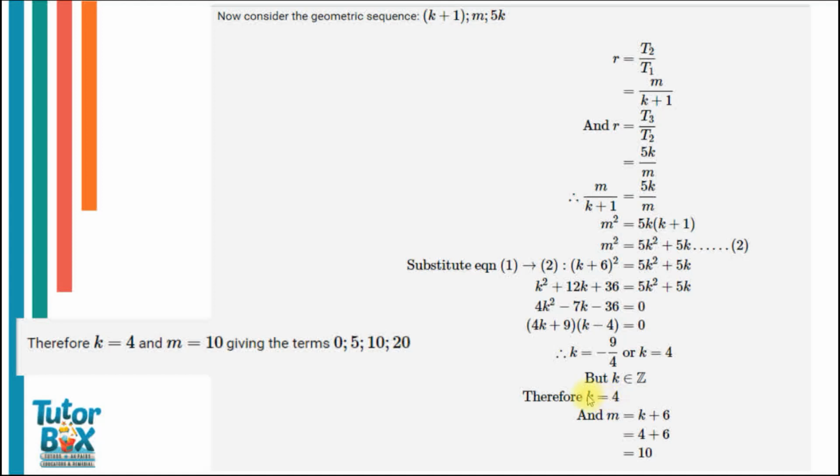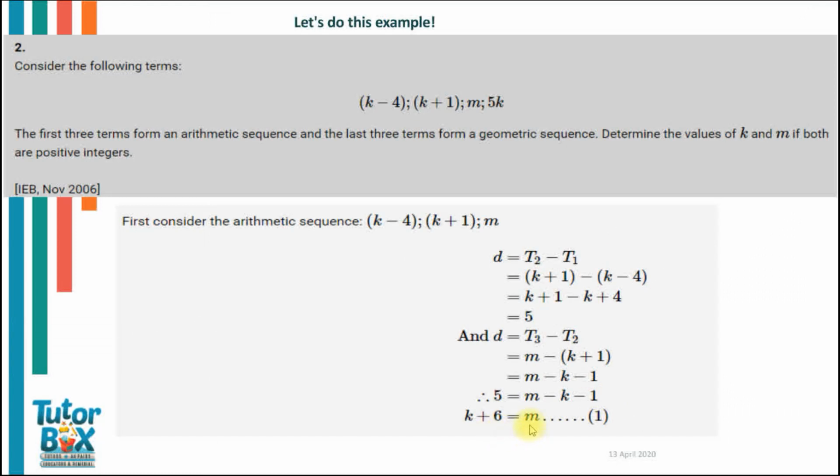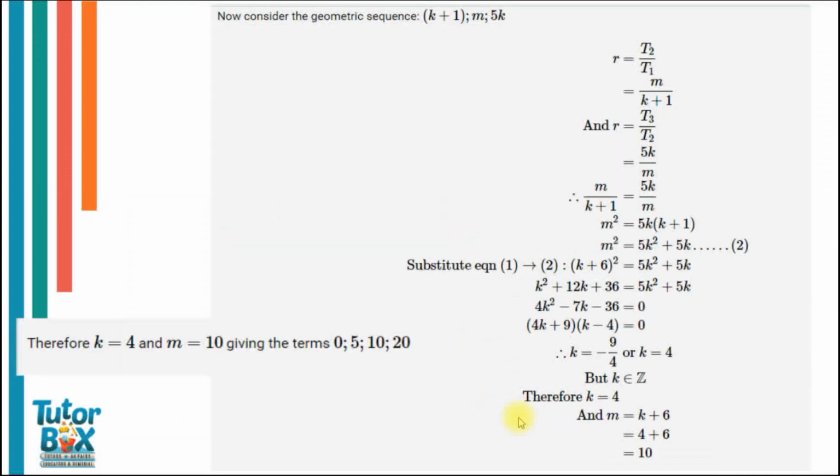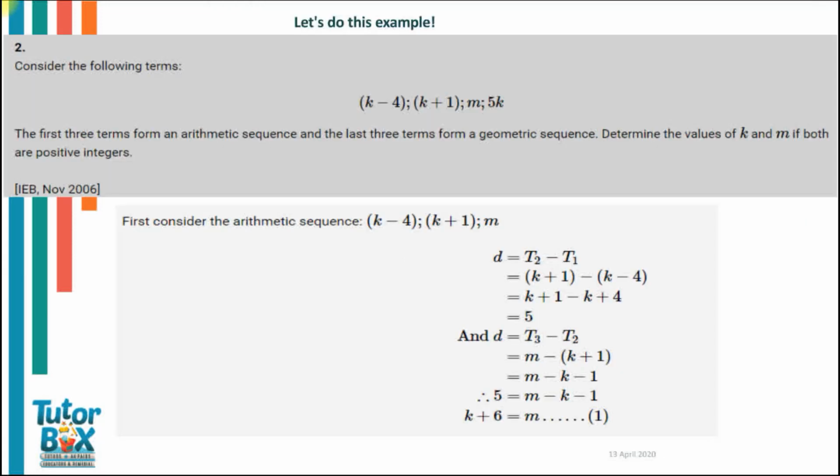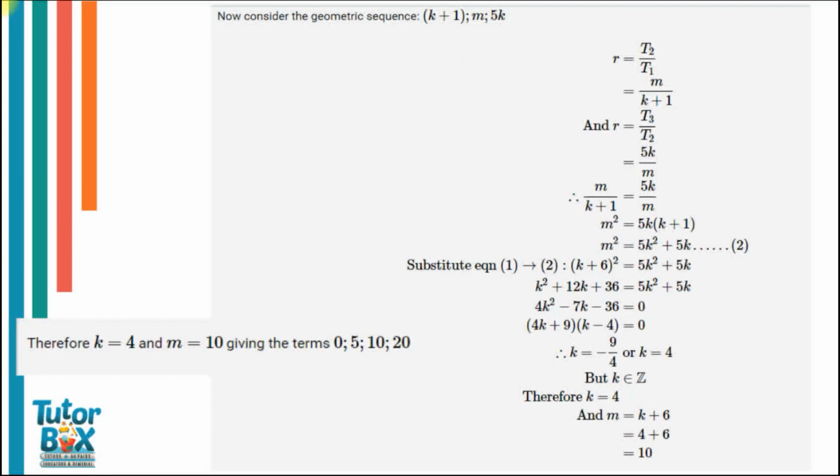And then, because now I have my k, I can now calculate what my m is. Remember, we said m was k plus 6, and we just got that k is 4. So m will be 4 plus 6, and you get 10. Right. So therefore, k is 4, and m is 10. Right. Okay. So then now you can just substitute and give them the right terms. So if k is 4, m is 10, the first term will be 0, the second term will be 5, the third term will be 10, and the fourth term will be 20.